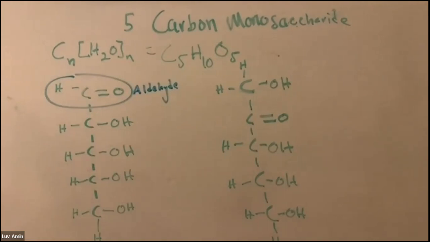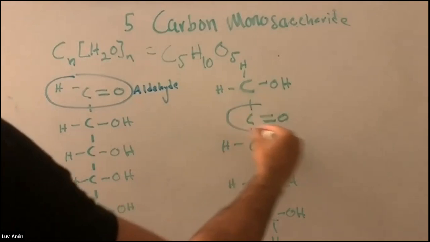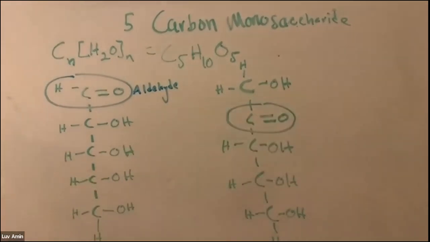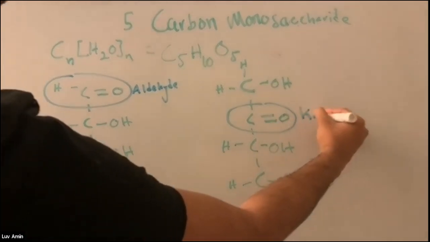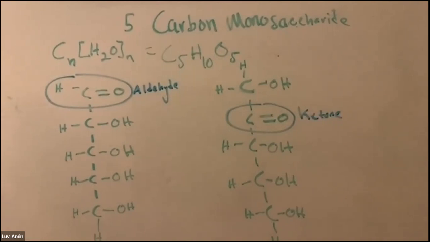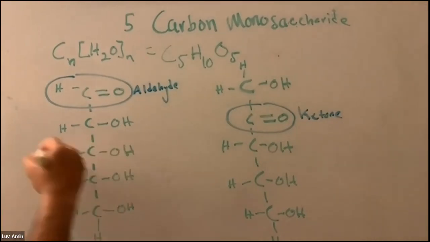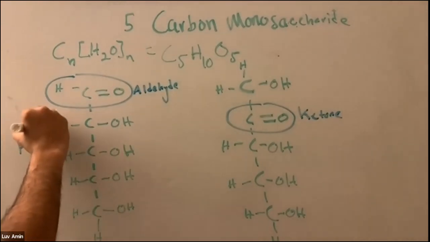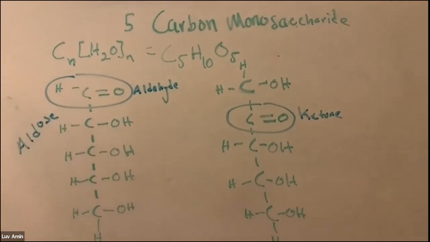And the monosaccharide on the right has a carbonyl on carbon 2. And that carbon has 2 carbons on either side of it, meaning that it's a functional group called a ketone. This is why, if you were to call a monosaccharide with the aldehyde group, you'd call it an aldose, while a monosaccharide with the ketone group would be called a ketose.